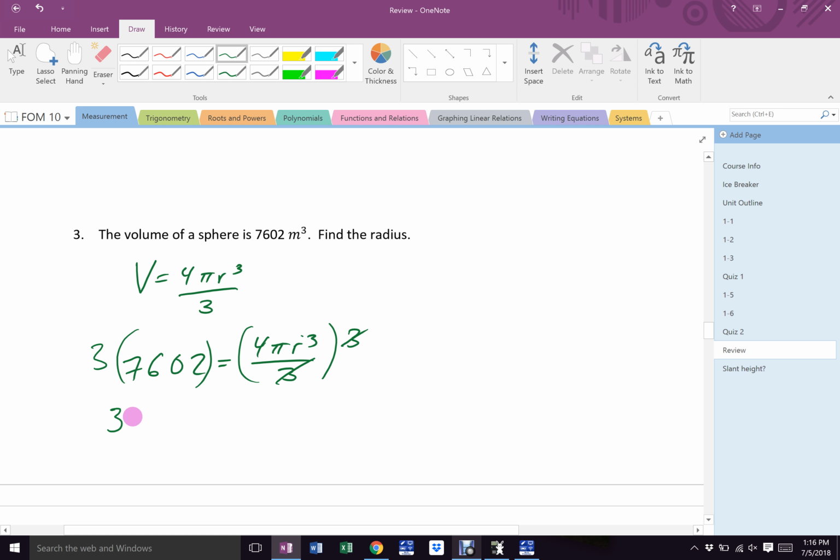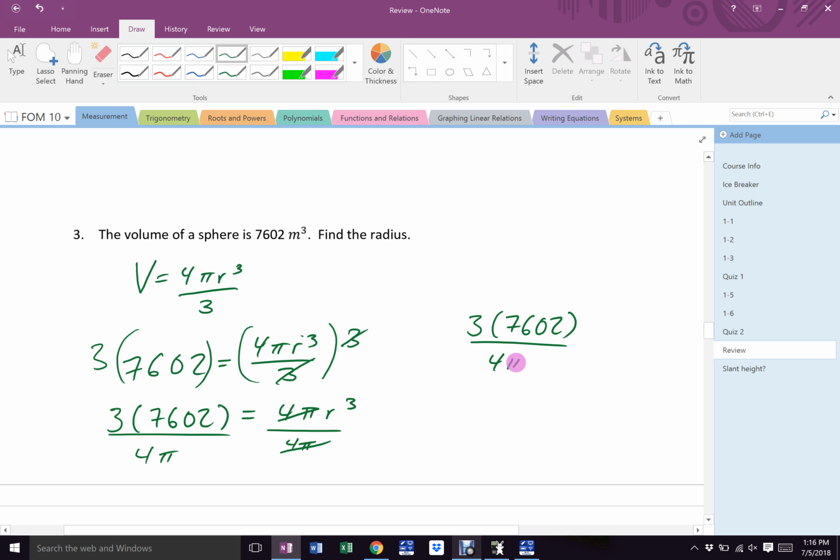So now I have 3 times 7,602 equals 4 pi r cubed, correct? How do I get rid of times 4 and times pi? Divide by 4 pi. They're gone. Divide that side by 4 pi. Now I have 7,602 divided by 4 pi equals r cubed. Well, if r squared gets rid of with a square root, what would get rid of a cube? A cubed root. And now that would be done. A great many of you probably don't know how to do that on your calculator. That is no big deal.